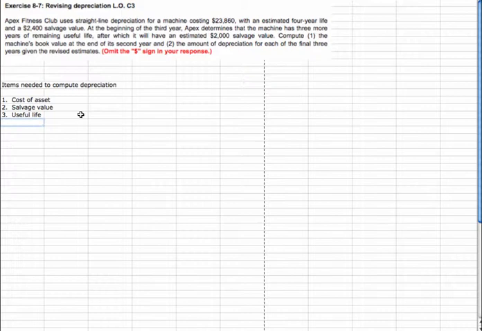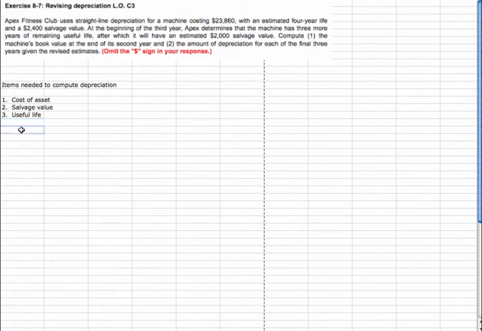So let's take a look at this problem. It says Apex Fitness Club uses straight line depreciation for a machine costing $23,860 with an estimated 4-year life and a $2,400 salvage value. At the end of the 3rd year, Apex determines that the machine has 3 more years of useful life. So we're changing the useful life, after which it'll have an estimated $2,000 salvage value. First of all, they want you to compute the machine's book value at the end of the 2nd year, and 2, the amount of depreciation for each of the next 3 years.